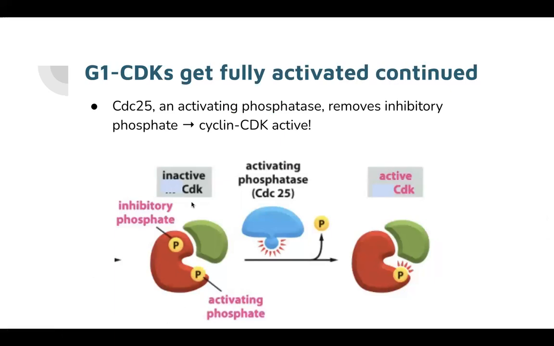So here is what we saw on the last slide. It's the CDK with the cyclin. It has its two phosphates. One is inhibitory and one is activating. And since the inhibitory phosphate is on CDK, it means that CDK is inactive. It doesn't matter that the activating phosphate is there. So CDC25, as we said, is an activating phosphatase. It takes the phosphate group off of CDK, and now you're left with active CDK because it no longer has the inhibitory phosphate over here. It just has the activating phosphate, and now it is active.